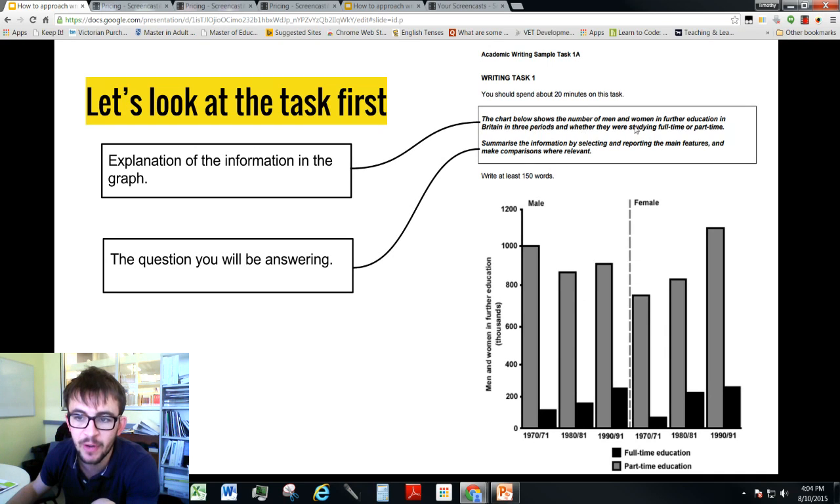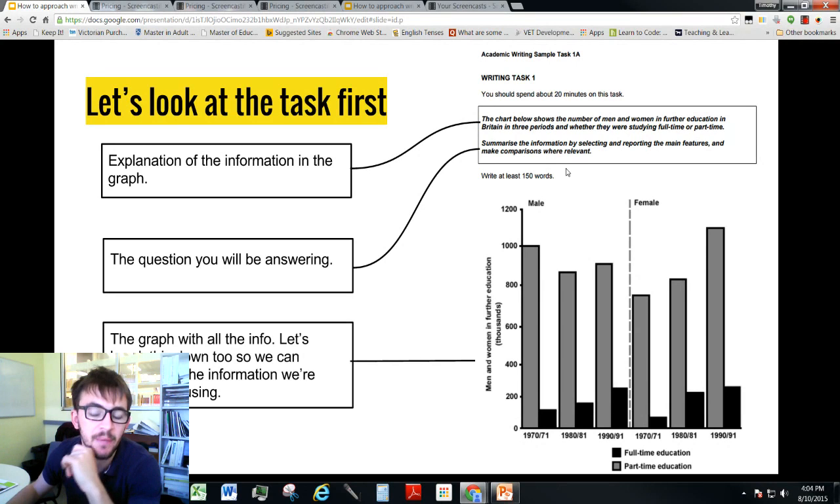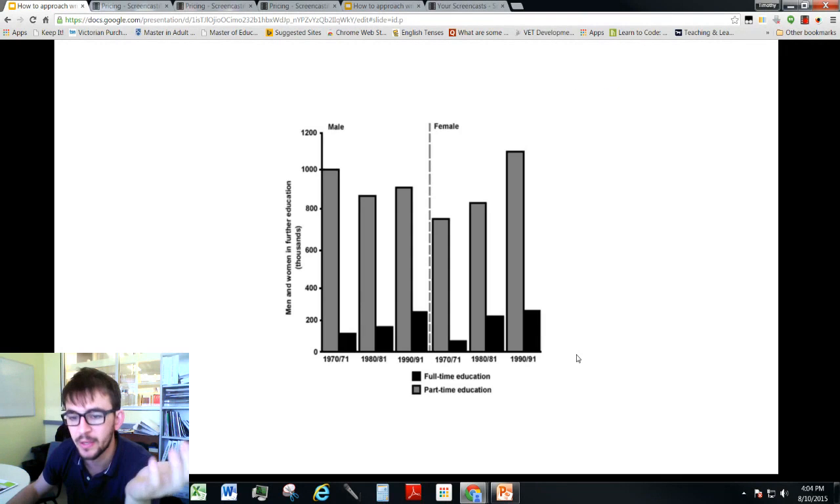So the info in the graph shows the number of men and women studying in further education in Britain over 3 different periods, which I'll talk about in the graph in a minute. And the question is, summarise the information by selecting and reporting the main features and making comparisons where relevant. So this is the graph with all the information. So that's where we're going to start. And let's look at the information.